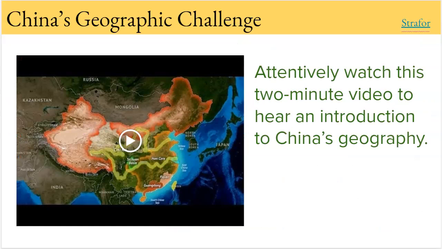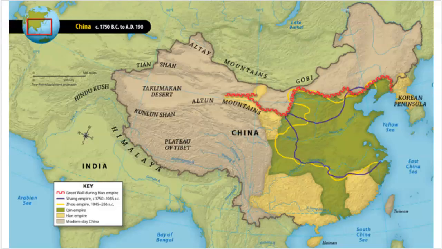Next, there is a video looking at geographic challenge in China that you can watch. Then we move on to this map. And here you can see the Himalaya Mountains. When you remember studying India, we're moving into China. And to do that, we are crossing the Himalaya Mountains, which you can see is on the southwest border of China.